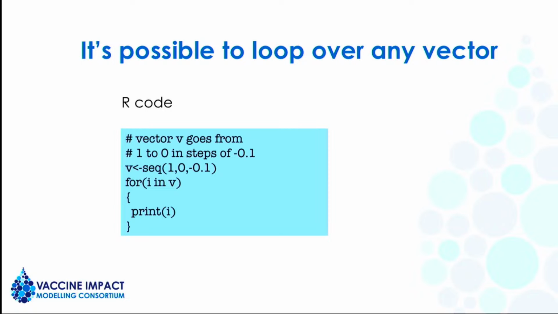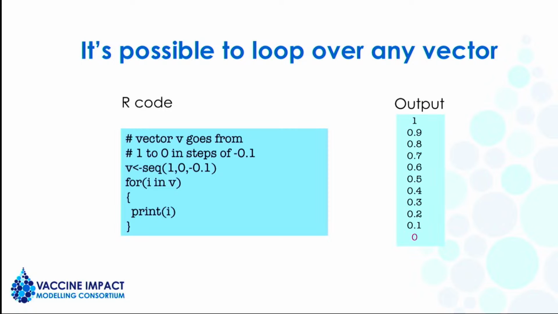One of the nice things about R is you can loop over a vector of any values. Some programming languages would make you use a counting number, an integer, but we can define a vector, which is, I've used the sequence function in R now to make a sequence of numbers from 1 down to 0 with an increment of minus 0.1.